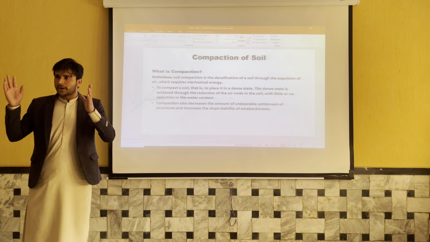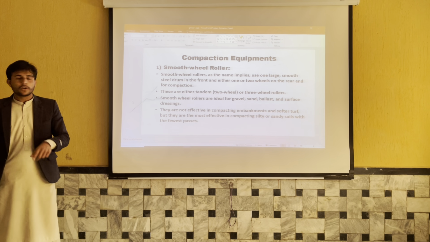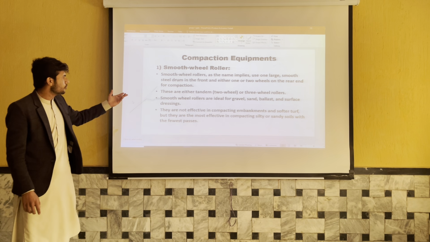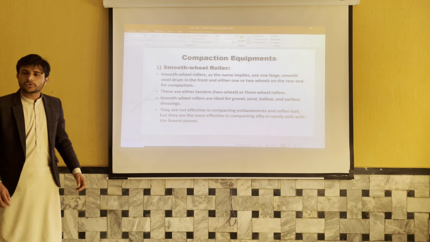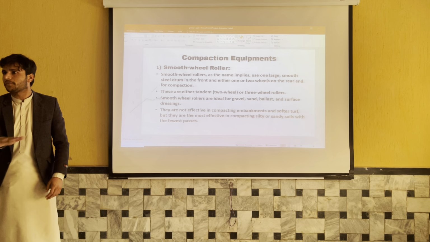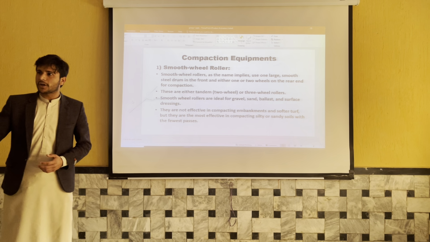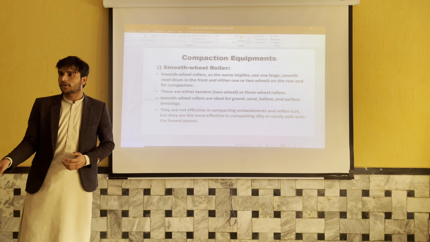Number one, we have the smooth wheel rollers. As the name implies, it has smooth wheels on the front and on the back. It may have 2 wheels, one drum on the front and one on the back, or 3, one on the front and 2 on the back connected with axles. These smooth wheels are used only for gravel, sand, blast and surface dressing. We smoothen the surface with the help of this and compact, since it has a heavy load. Because of its load, the soil gets compacted.